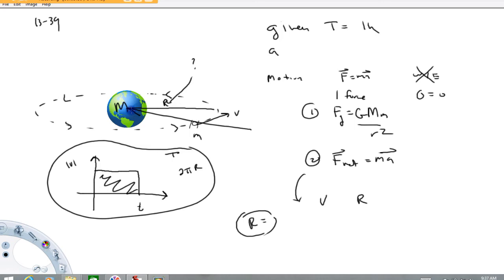So that should be enough to get this problem done. Again, attack it from first principles: free bodies, Newton's second law, and a study of the motion of the satellite.